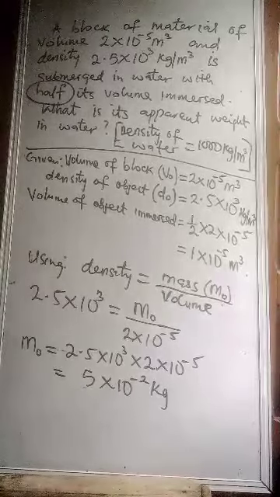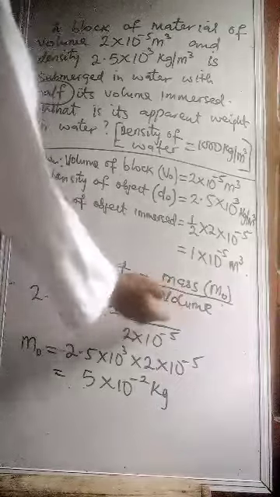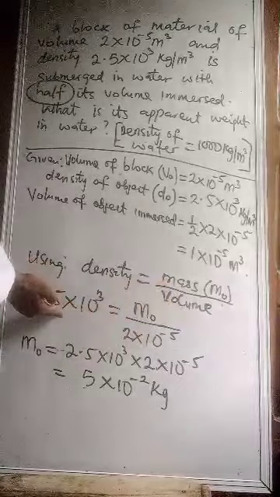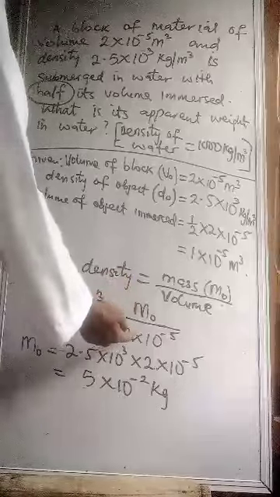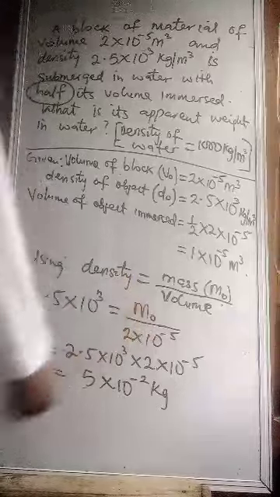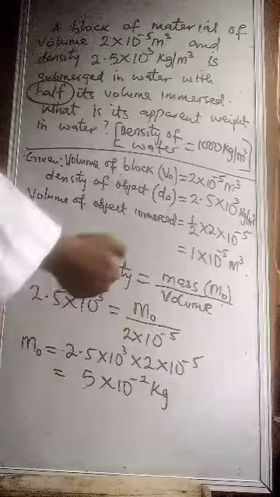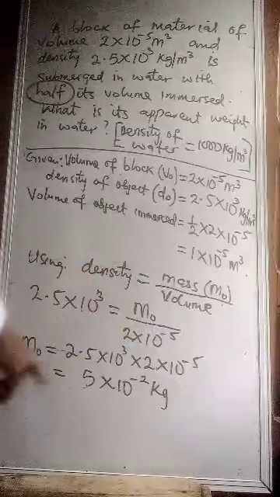Now, density is mass over volume. This is the density given. I'm using m0 to represent the mass of the object. Then this is the volume of the object, the total volume of the object. So by cross multiplying, mass of the object is this.